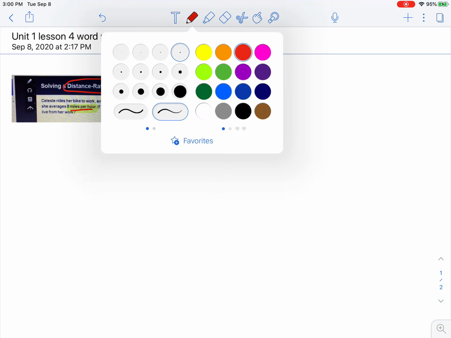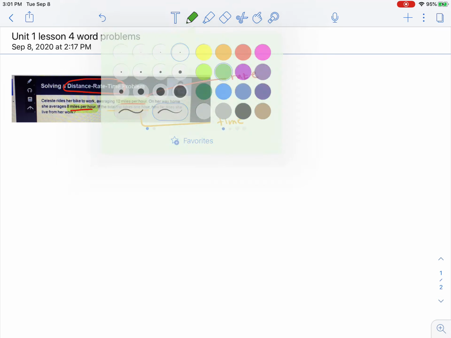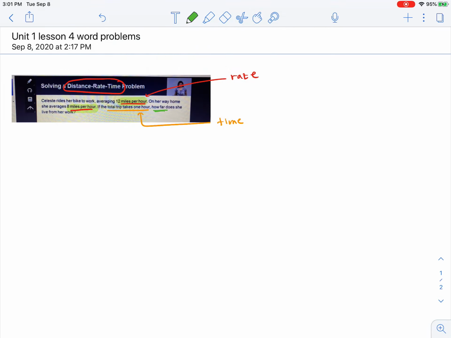Here it mentions if the total trip takes 1 hour. So it's telling us that's the time, the time it takes Celeste to complete her trip. And then here's our last word. How far does she live from her work? So there's distance. So when you have rate, time, and distance, here's the formula. Rate times time is equal to distance.